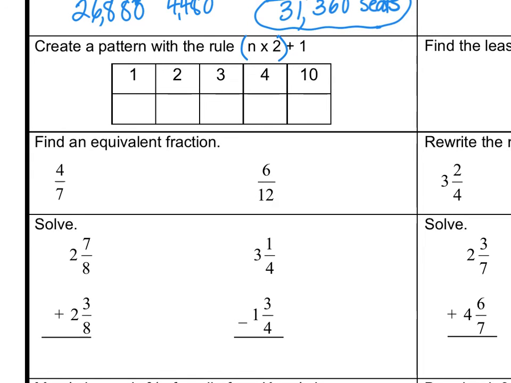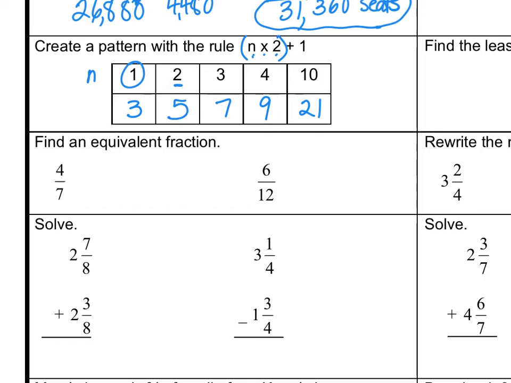Okay, create a pattern with the rule n times 2 plus 1. So we're going to start with n being a 1. So 1 times 2 is 2, plus 1 is 3. Now we'll pretend that it's the 2. 2 times 2 is 4, plus 1 is 5. 3 times 2 is 6, plus 1 is 7. 4 times 2 is 8, plus 1 is 9. And 10 times 2 is 20, plus 1 is 21.